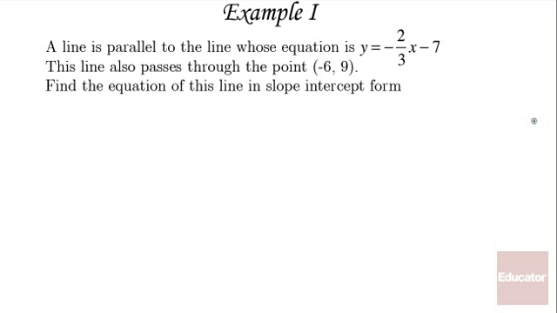A line is parallel to the line whose equation is y equals minus 2/3 x minus 7. This line also passes through the point negative 6, 9. Find the equation of this line in slope-intercept form. Slope-intercept form, y equals mx plus b.